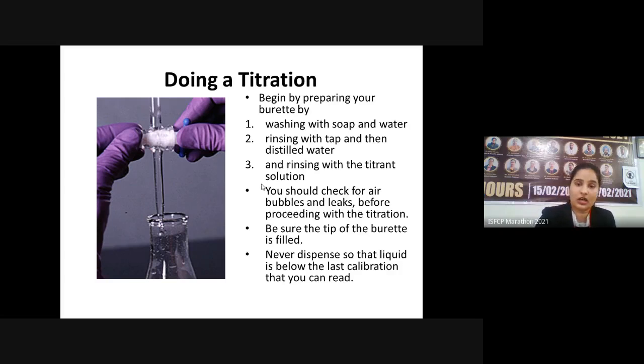Another point which should be kept in mind is we should check for air bubbles. No air bubbles or leaks should be present during the titration. So we should check this before proceeding with the titration, that no bubbles or leaks are there during the titration.